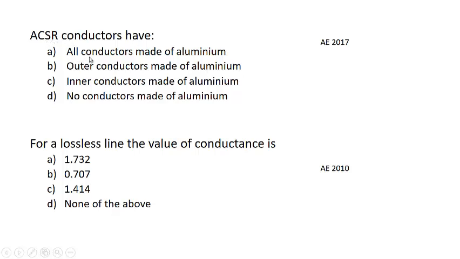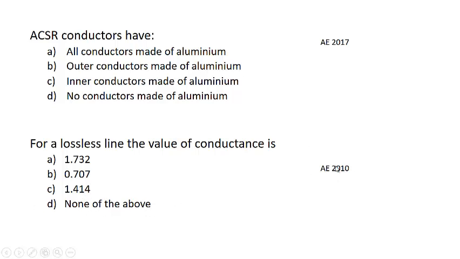Now in AE 2017, ACSR conductors have all aluminum conductors, outer conductors made of aluminum, rest are. So the correct option is outer conductors are made of aluminum because the middle conductor is made of steel. For a lossless line, we know we take R equal to 0 and G equal to 0. So here the conductance means G. G is here given to be 1.732, 0.707, 1.4. So these three options are not correct, so the correct option will be the other one.